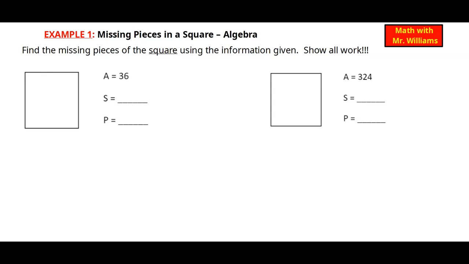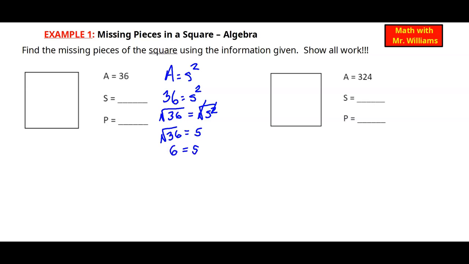So let's go ahead and write down our area formula for a square. The area formula is area equals side squared. Let's plug in our 36. Now we need to use the inverse operation here. So we have an s squared, so we're going to take the square root of both sides. Now that cancels out on the right, and the square root of 36 will give us our side length. So the square root of 36 is 6.